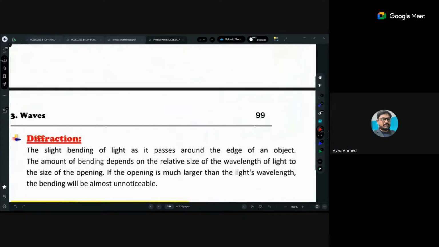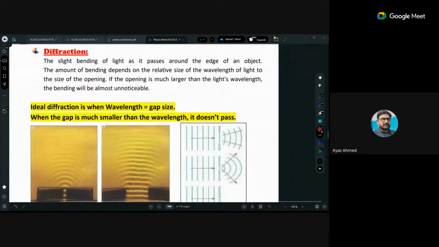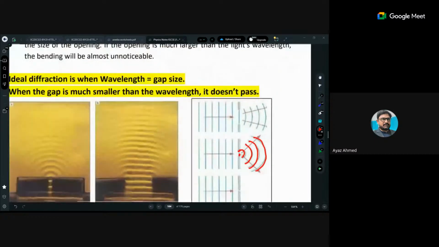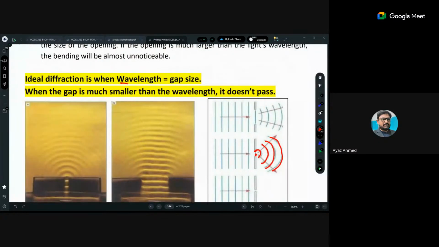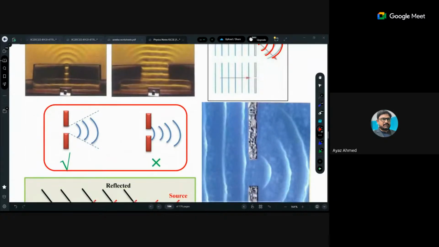Okay, and then finally, diffraction. Simply speaking, diffraction is when a wave enters through a narrow opening, it bends like this. Here is the very important point: ideal diffraction happens when the wavelength is equal to the gap size. When the gap is much smaller than the wavelength, the wave does not pass. But if the gap is much bigger, what will happen? It will also not pass. It will also not diffract.